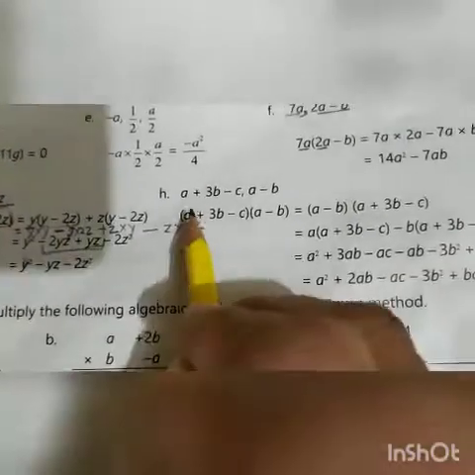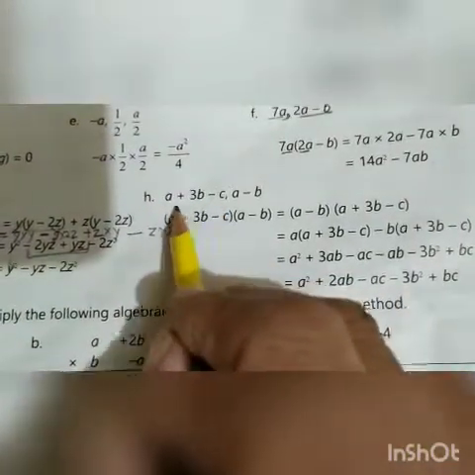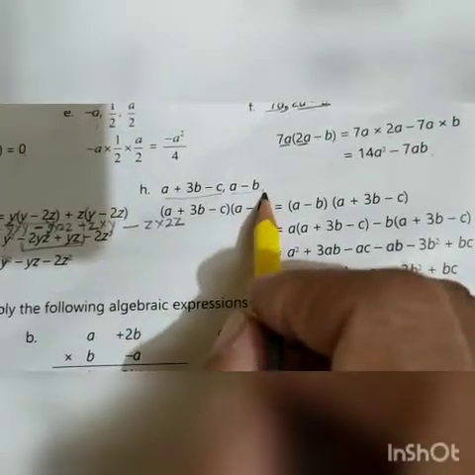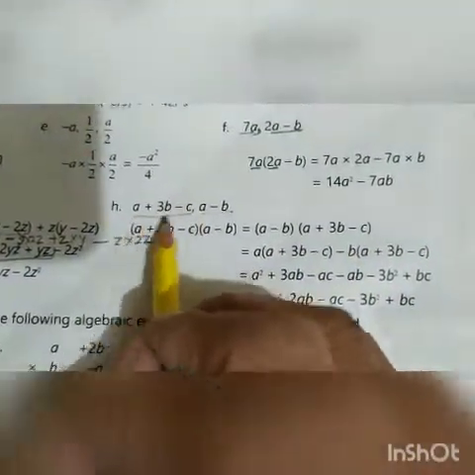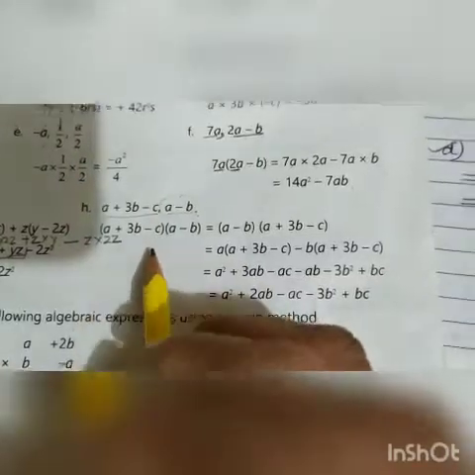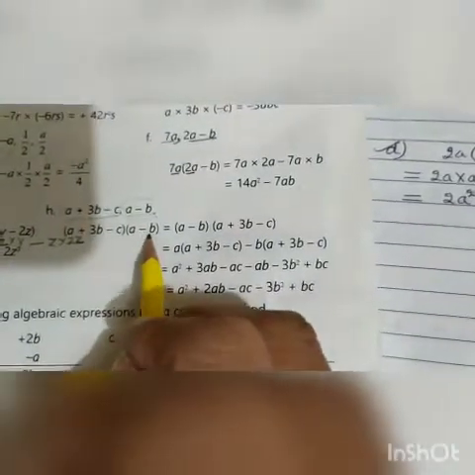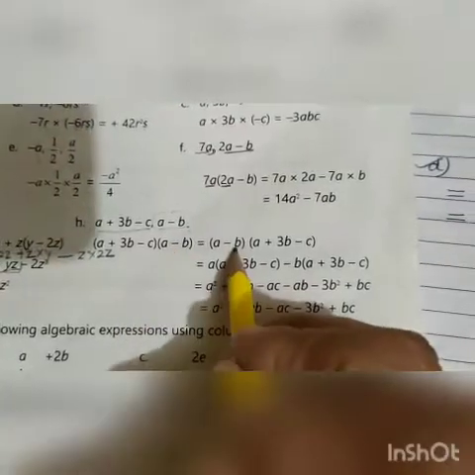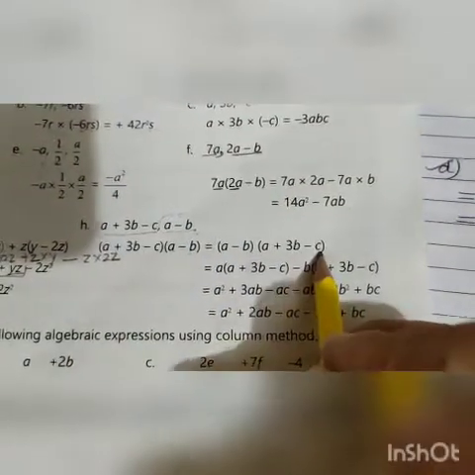Now next example, a minus b multiplied by a plus 3b minus c. This is the first expression, this is the second expression. Here this is a binomial, this is a trinomial. So how do we multiply a trinomial by a binomial? Same pattern here. We have written a minus b, a plus 3b minus c.